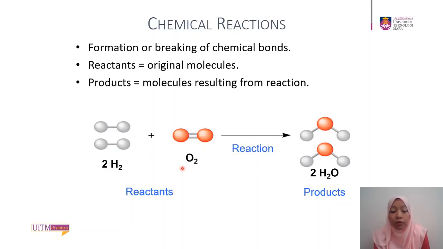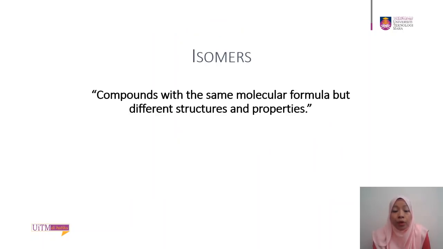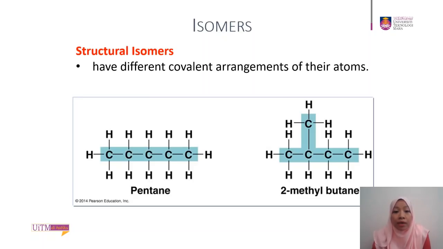When a chemical reaction happens, we will get the products, which is two molecules of water. Okay, next is isomers. Isomers can be defined as compounds with the same molecular formula, but different structures. Once they have different structures, automatically they will have different properties. We have three types of isomers.